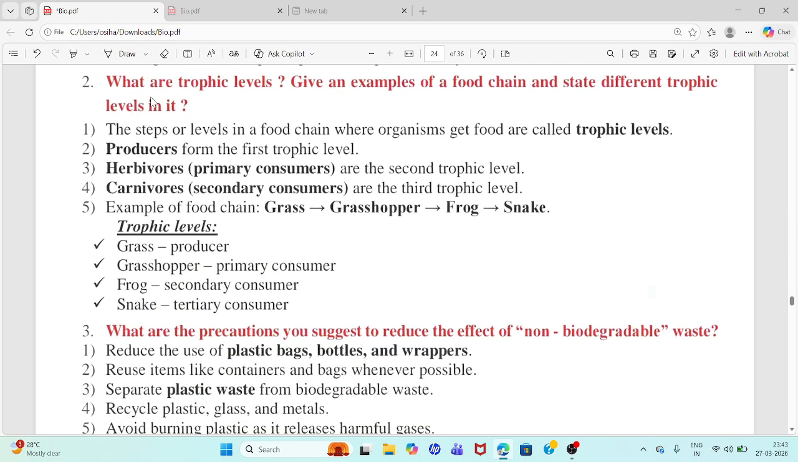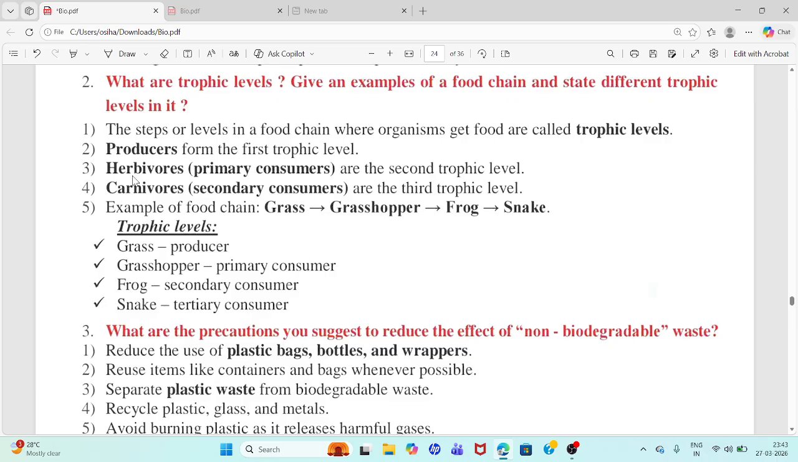Second question: what are trophic levels? Give an example of a food chain and state different trophic levels in it. You have to write what is trophic level, give an example of a food chain, and write the different levels in it. First point: these steps or levels in a food chain where organisms get food are called trophic levels.